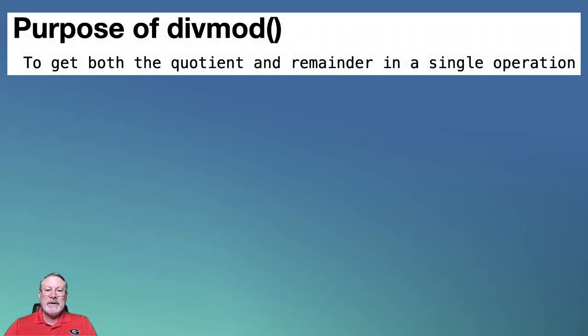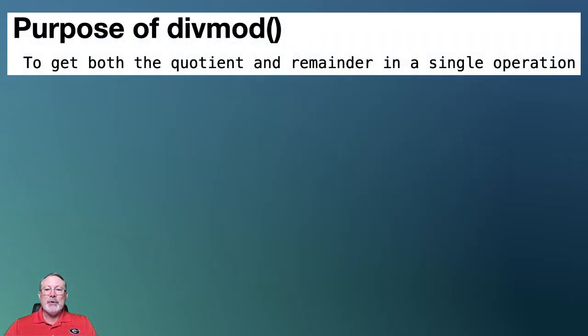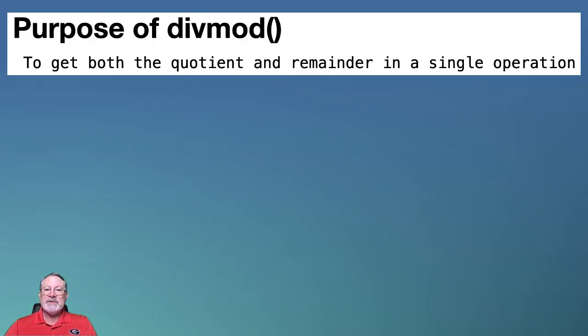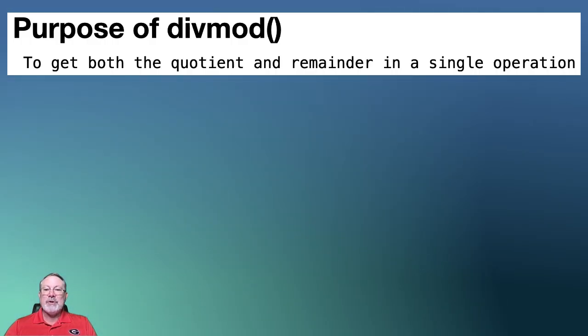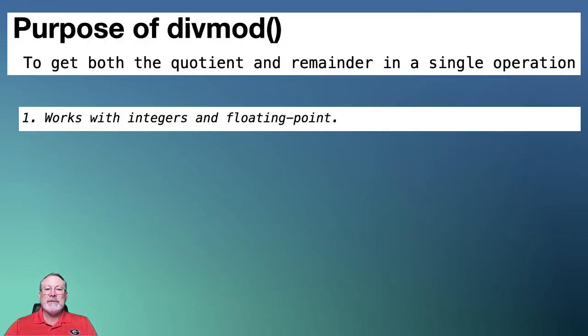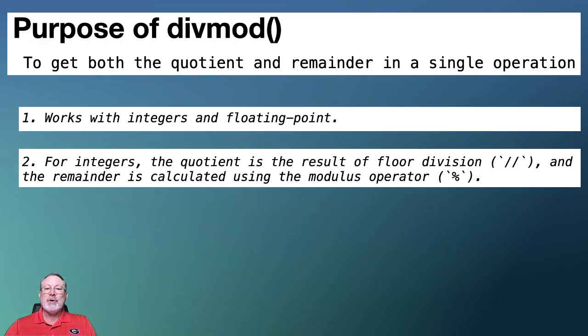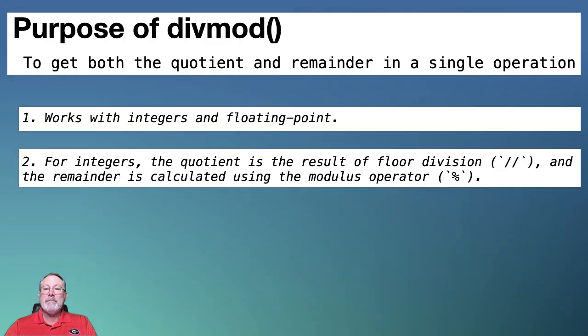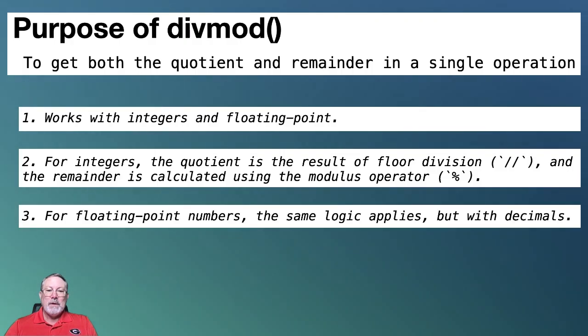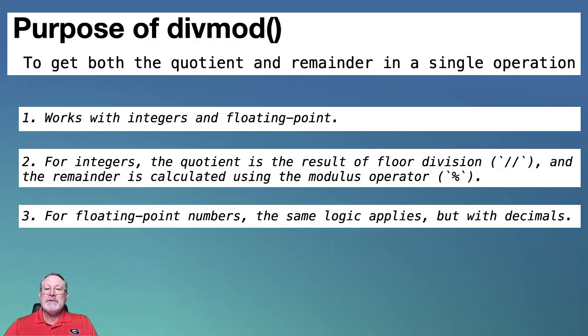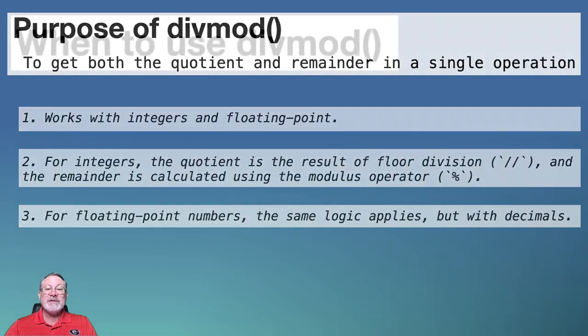Why use divmod? It's a convenient way to get both the quotient and the remainder in a single operation. This can make your code cleaner and more efficient. Let's go over a few key concepts. Divmod works with integers and floating point numbers. For integers, the quotient is the result of the floor division, and the remainder is calculated using the modulus operator. For floating point numbers, the same logic applies, but with decimals.